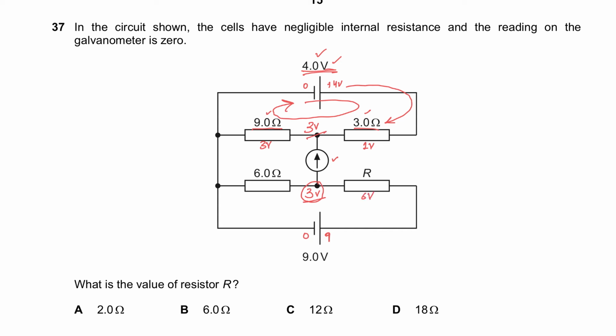And that would leave 3 volts for the 6 ohm resistor when current flows like this. That is how the battery is placed. If you look here, the potential across R is twice the potential across the 6 ohm resistor, which means the resistance of R should be twice the resistance of the 6 ohm resistor. So this should be 12 ohms. C is the correct answer.